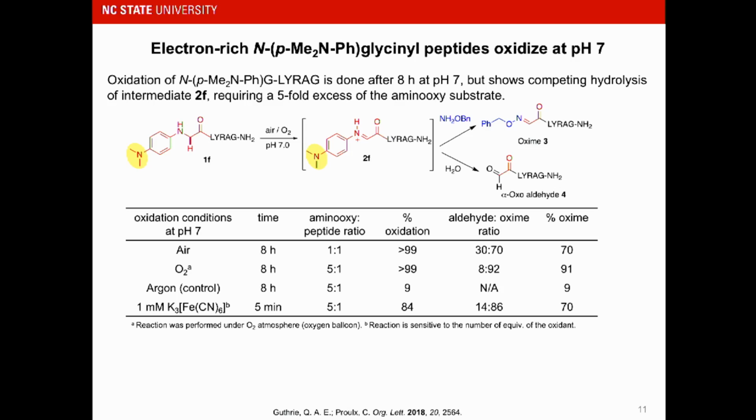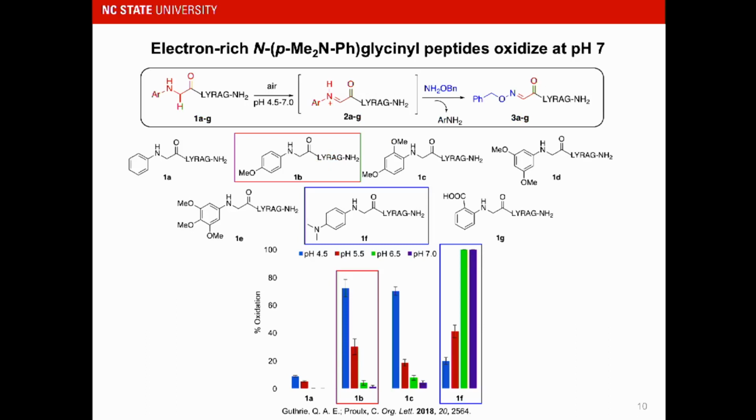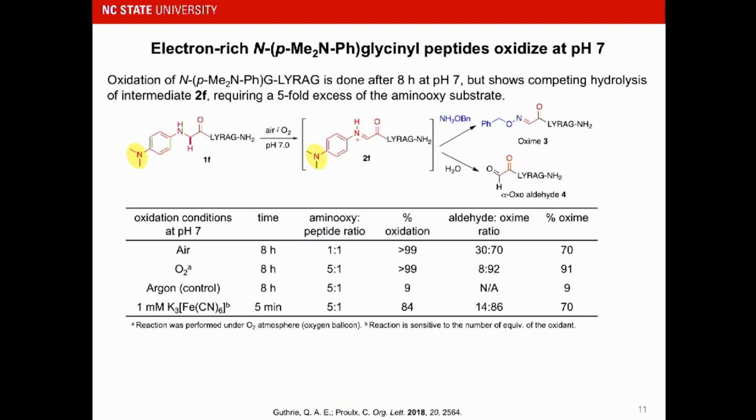If you leave this long enough, the one equivalent of aniline that gets released actually catalyzes the reaction, and you get full conversion to the oxime, which gives us this 100% oxime ligation after 24 hours. But it turns out that what's actually happening is we're getting to the oxime only 70% of the time; 30% of the time, we're getting to this alpha-oxoaldehyde by competitive hydrolysis.